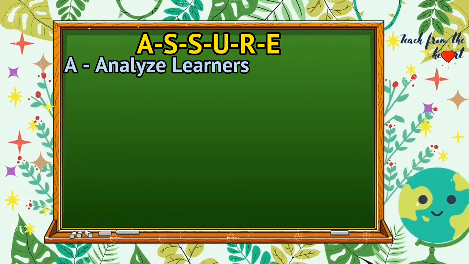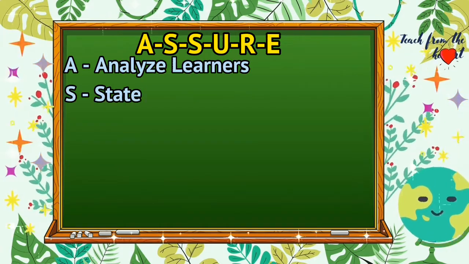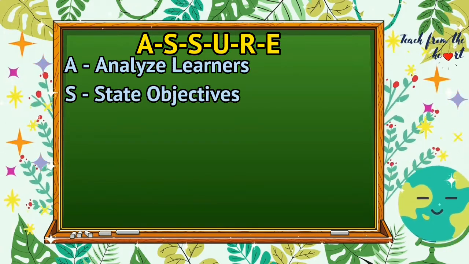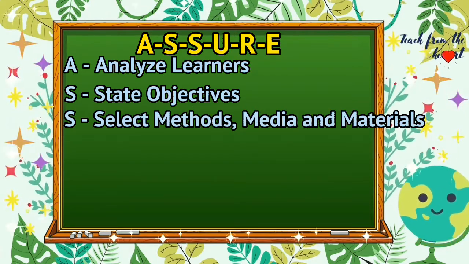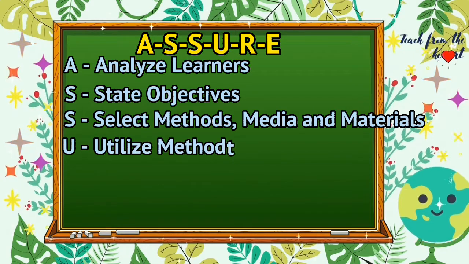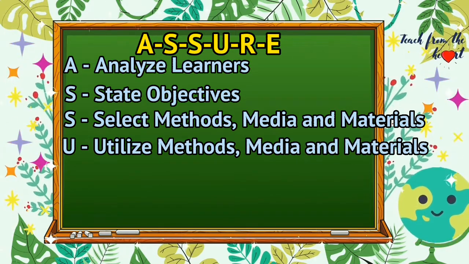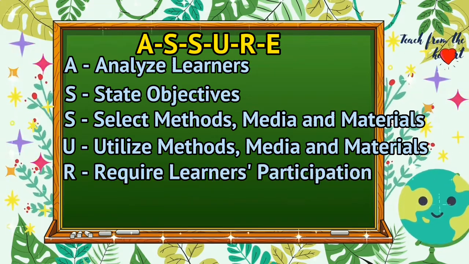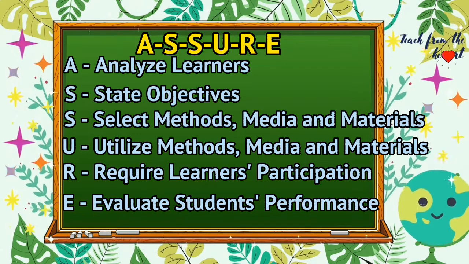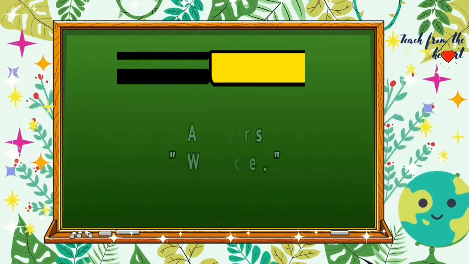A for Analyze Learners, S for State Objectives, S for Select Methods, Media and Materials, U for Utilize Methods, Media and Materials, R for Require Learners' Participation, and E for Evaluate students' performance.